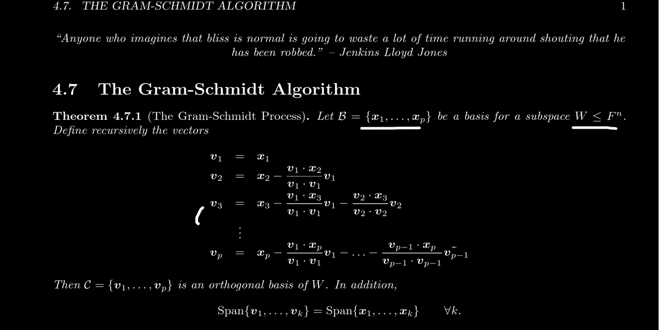V4 will be x4, subtract the orthogonal projection of x4 onto V1, V2, V3. V5 will just be x5, subtract the orthogonal projection of x5 onto V1, V2, V3, V4. And we keep on repeating this over and over until we get to the last vector, Vp, for which we take xp, subtract from it the orthogonal projection of xp onto V1, onto V2, onto V3, onto V4, all the way down to V(p-1). All right. And so we do this step by step.